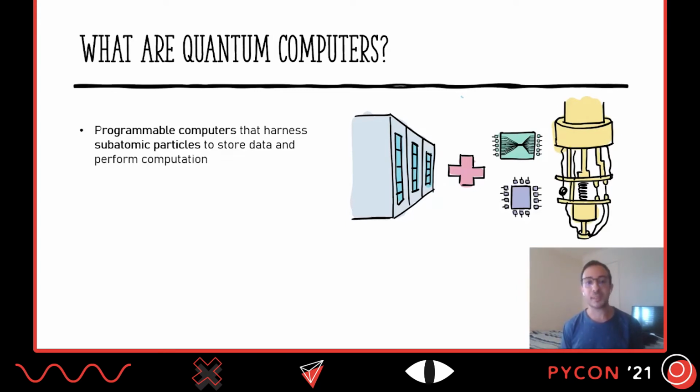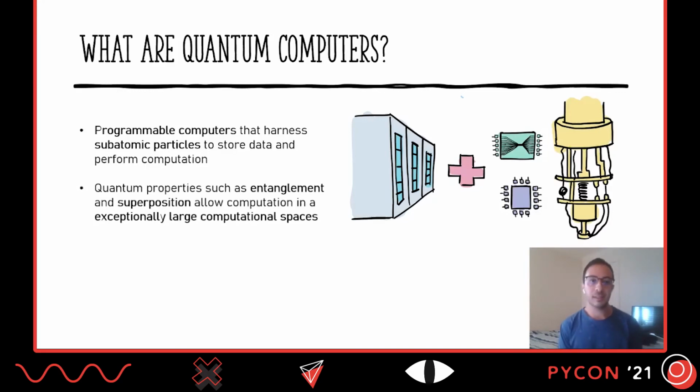And I just want to emphasize that there is no one way to build a quantum computer. Quantum computers have been built using superconducting electric circuits, lasers, photonics, molecules, atoms, and various other approaches. Any subatomic system where we can control the energy and perform measurement readout is potentially suitable. Now, compared to classical computers, quantum computers are able to take advantage of quantum properties such as entanglement and superposition to allow computation in an exceptionally large computational space.